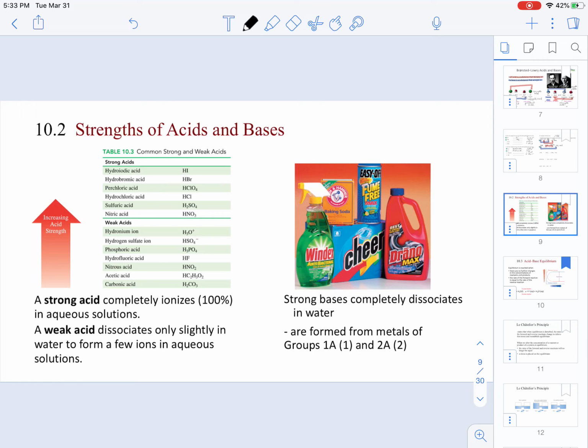So if we relate this to concepts that we explored in chapter 9, strong acids are going to be considered strong electrolytes. Weak acids are going to be substances that dissociate slightly in water to form a few ions in aqueous solutions. So weak acids, if we relate it to the concept of electrolytes, are going to be considered weak electrolytes.